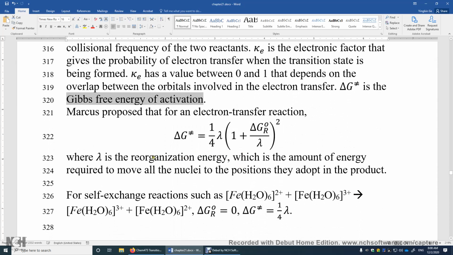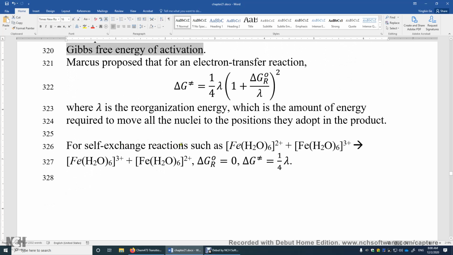Again, over here, lambda is the so-called reorganization energy. It's the amount of energy required to move all the nuclei to the positions they adopt in the product. Now, for self-exchange reactions, such as this reaction, it's going to involve the transfer of one electron from this iron 2 to iron 3. The product is going to be iron 3 and iron 2. And it happens that all ligands are the same. So the products are the same as the reactants. In that case, delta G of the reaction is 0.